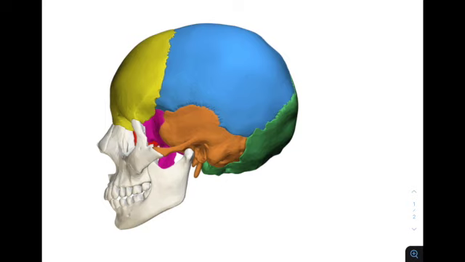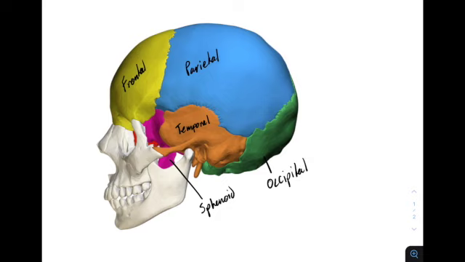Let's review really quickly. First, we have the frontal bone. We have the 2 parietal bones, the 2 temporal bones, the sphenoid, the occipital bone, and in red just here, the ethmoid.